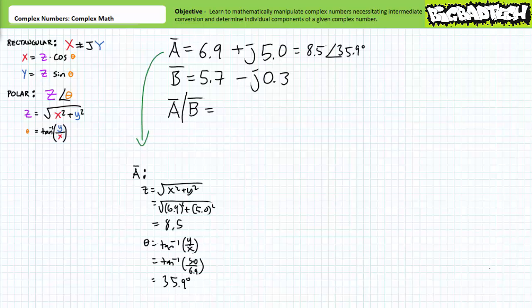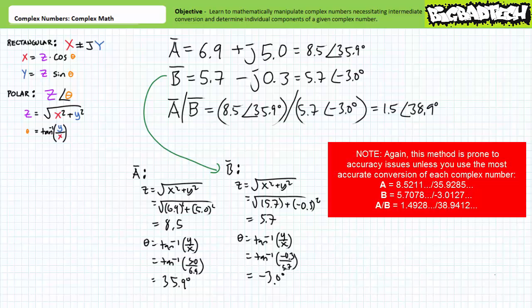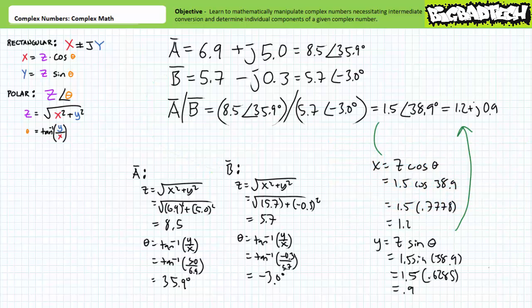When we convert A to polar format, we arrive at 8.5 at an angle of 35.9 degrees, as these operations illustrate. When we convert B to polar format, we arrive at 5.7 at an angle of negative 3 degrees. When we divide A by B, it results in 1.5 at an angle of 38.9 degrees. We now need to convert this result to rectangular. Doing so yields 1.2 plus j0.9.